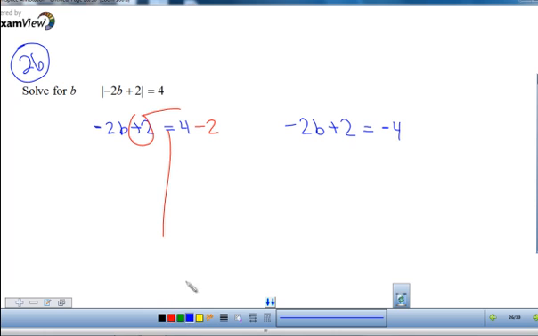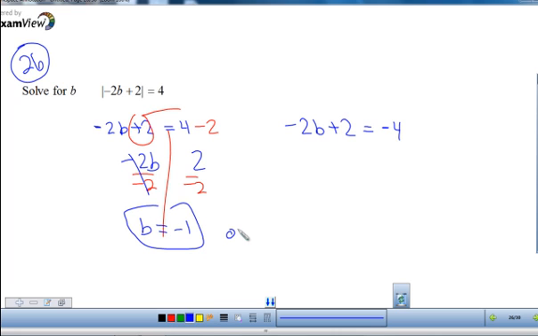4 minus 2 is 2. Bring down the negative 2b. Divide by negative 2. So b is equal to negative 1. Or, I can subtract 2. Negative 4 minus 2, same sign.